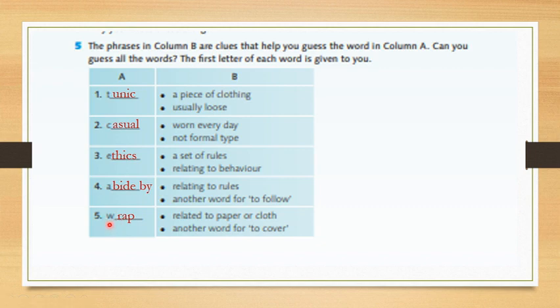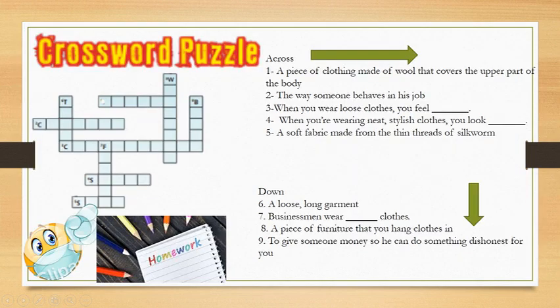So the W here is silent. We don't pronounce the letter W. Wrap, like the word write, wrap. So here we have a silent letter. The W is a silent letter. We don't pronounce W.